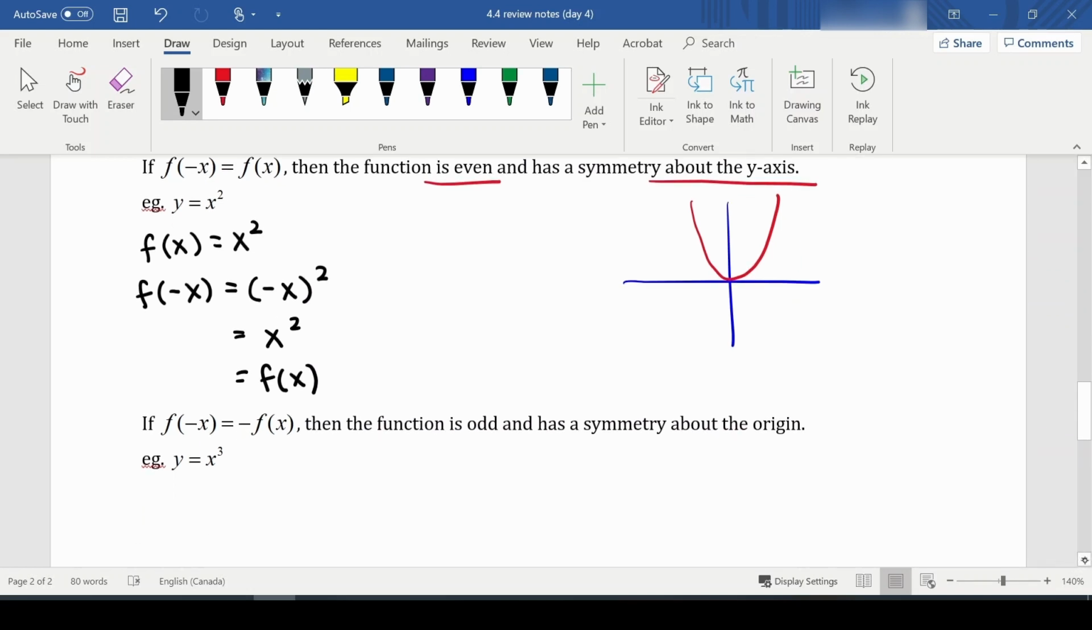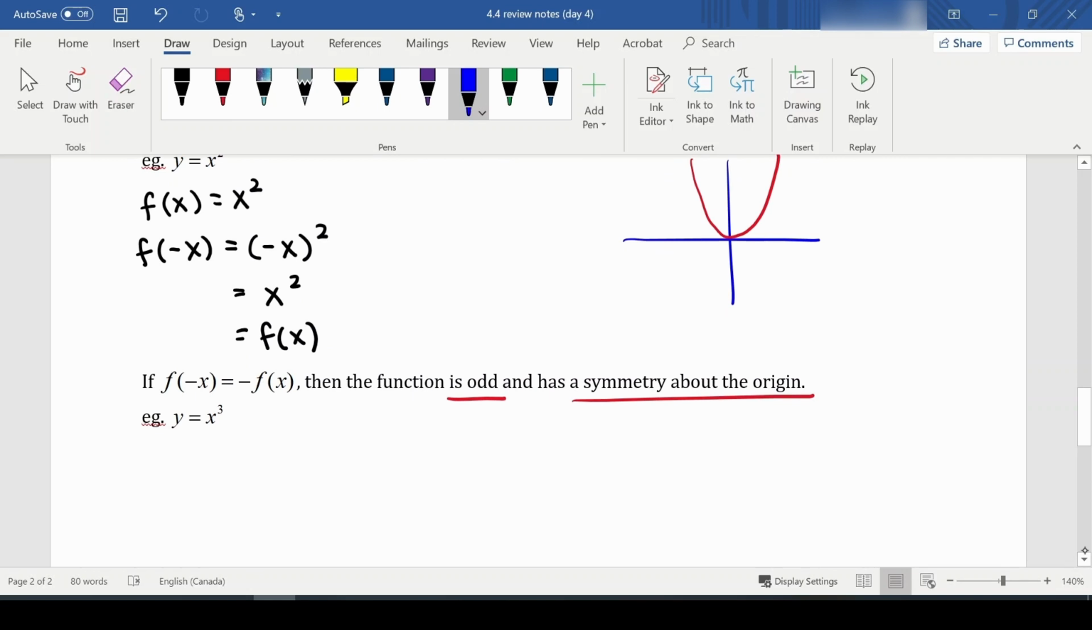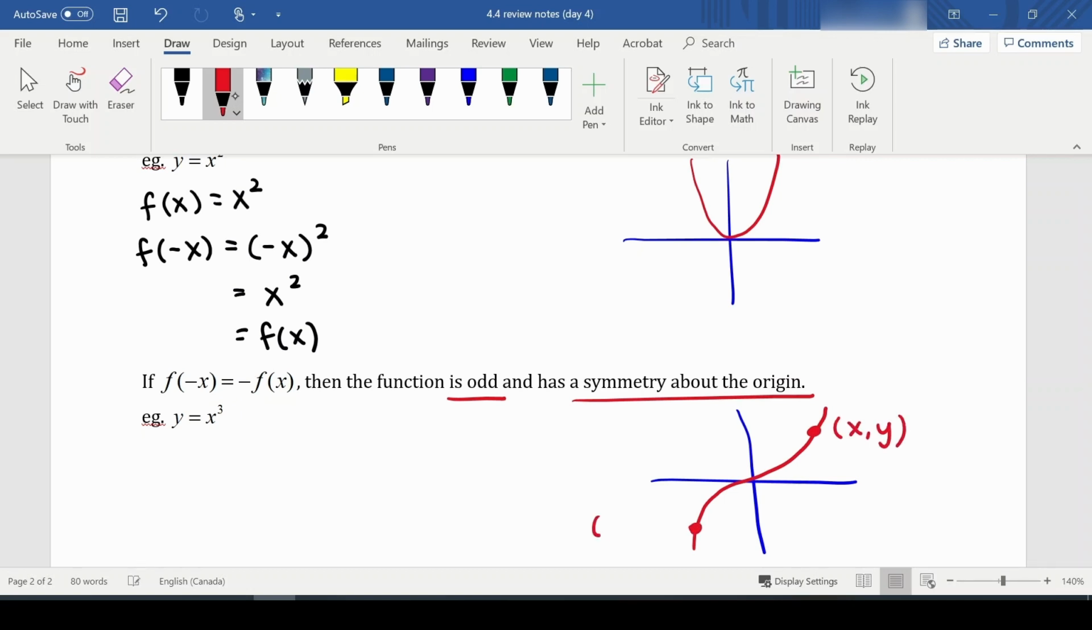If I have an odd function, that means f of negative x equals negative f of x. That would be odd and have symmetry about the origin. So if you had some point x, y, the matching point was negative x, negative y. On an even function, if we have some point x, y, the matching point is negative x with the same y value.